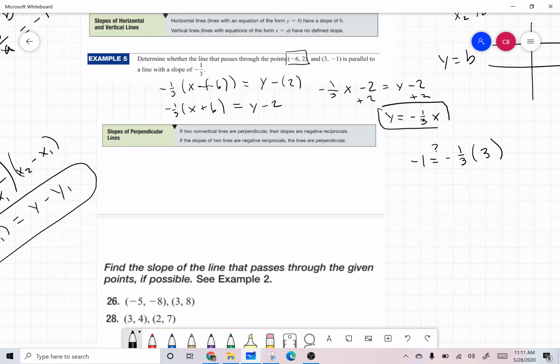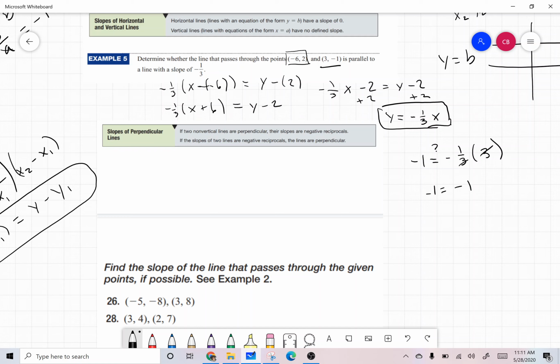We're just checking to see if this point goes into it, because it needs to pass through both of those, and it will. So this cancels. 3 divided by 3 is 1. This is negative 1 is equal to negative 1. And so therefore, we know for sure that this is the correct graph that passes through that point with the slope of negative 1/3 and is parallel. Okay.